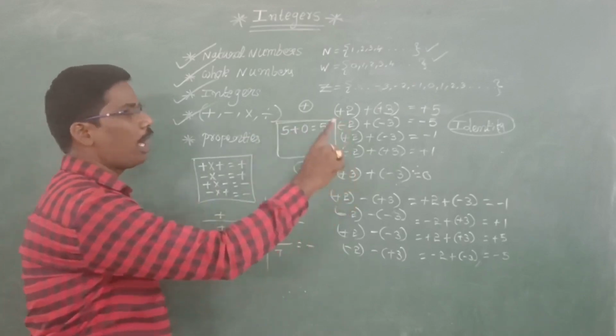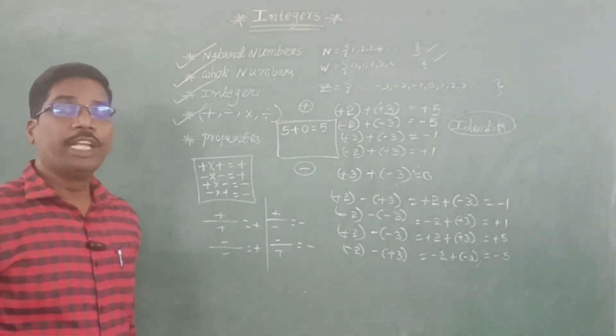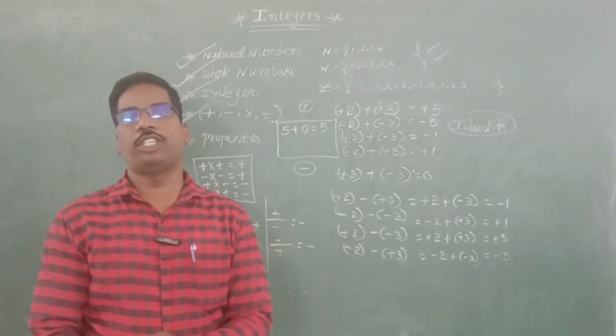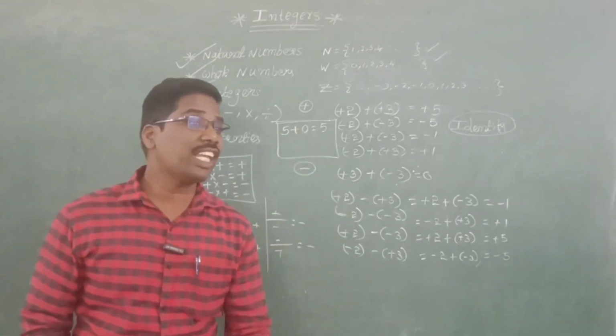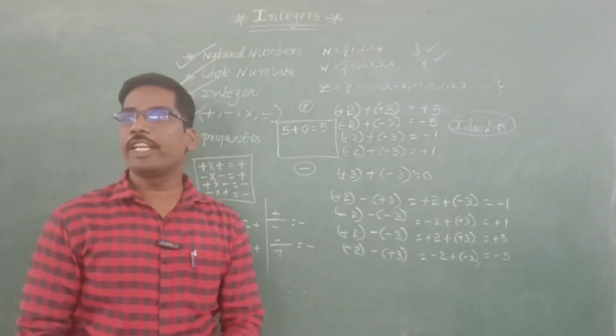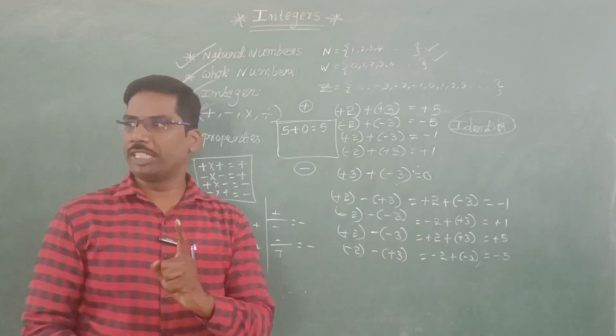This property is called identity property under addition. Here the identity element is 0. Most very important. What is the identity element in integers? That is 0. What is the identity element in integers? That is 0. Most very important.